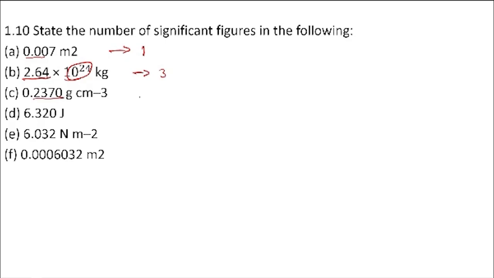So we have 4 significant figures, again the same case as this one, but the number is greater than 1, even though it represents the accuracy of the result. So we will take the significant figure 4. Again the 0 is between the digits, so it will be considered as significant. So the number of significant figures is 4.